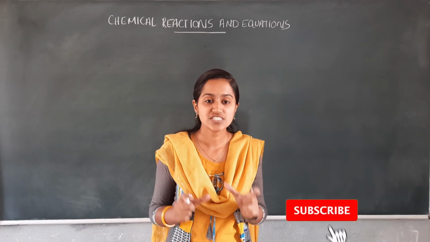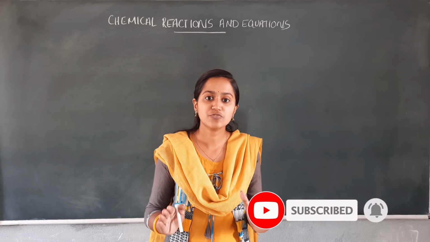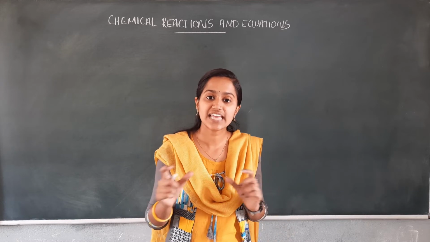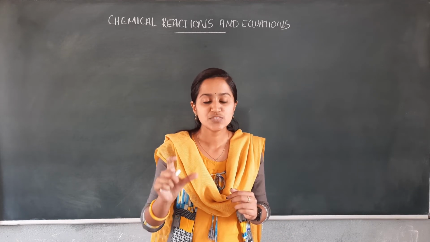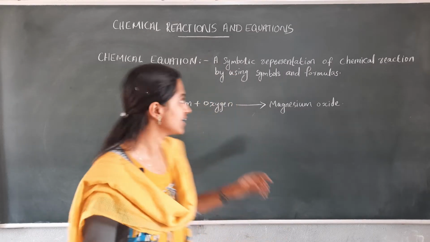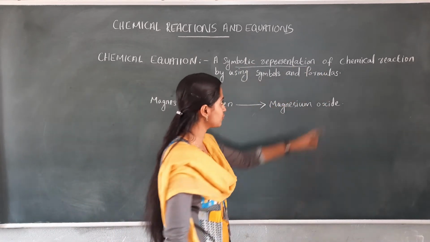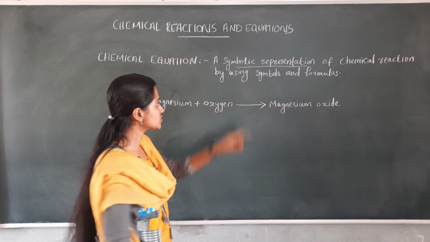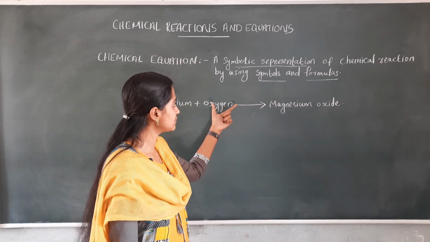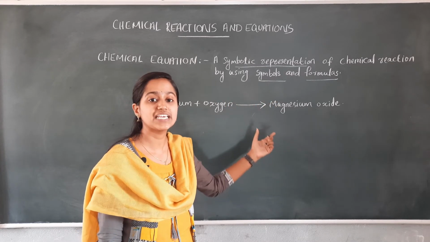A chemical reaction is always accompanied by a chemical change. All the elements in pure form are really unstable, so in order to attain stability, they can react with other elements. This leads to a chemical reaction. Let's see what a chemical equation is. A chemical equation is a symbolic representation of a chemical reaction using symbols and formulas. If we represent a chemical reaction using symbols and formulas, we call it a chemical equation.